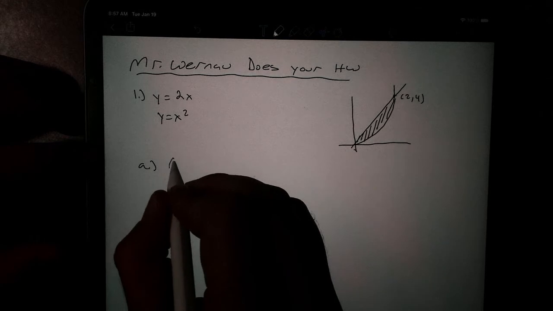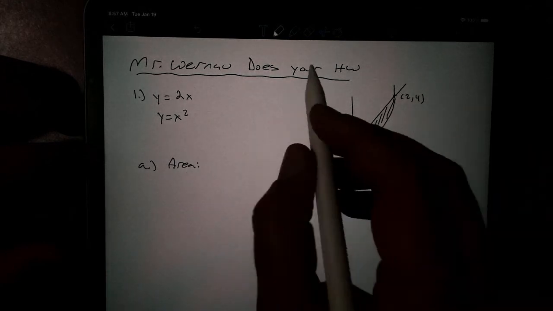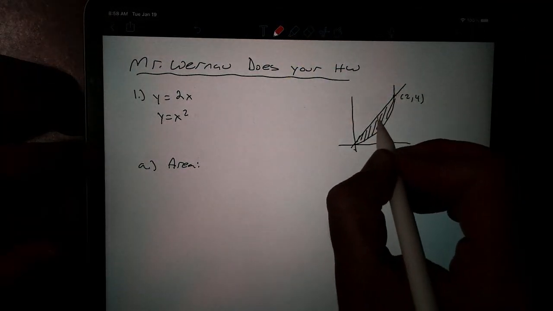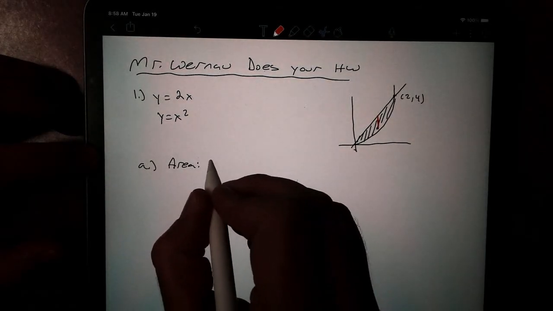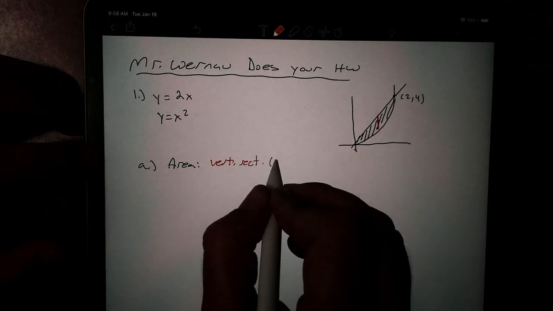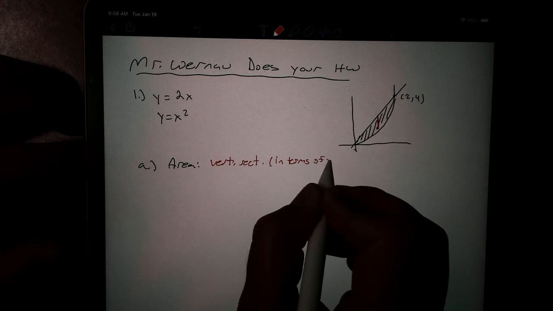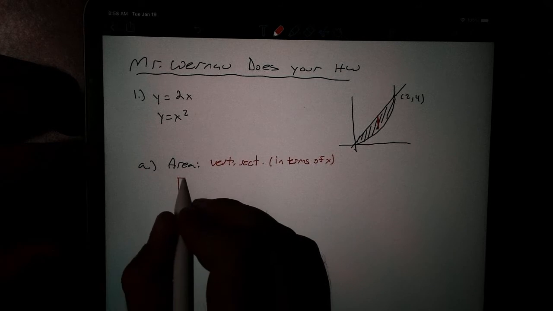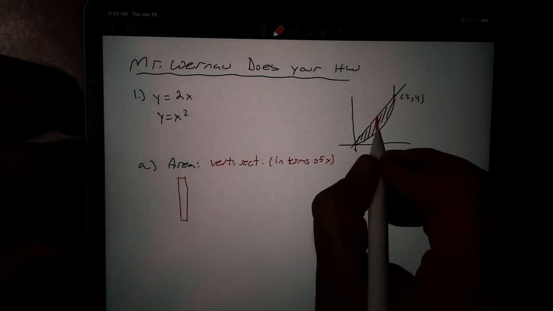Since I'm looking for area, the first thing I'm going to do is draw out our rectangle of mathematics. My rectangle is going to be vertical, since I am in terms of x. It's a vertical rectangle, and again, the reason for that is because we are in terms of x. When I draw my rectangle of mathematics, remember the skinny part is here on the bottom.